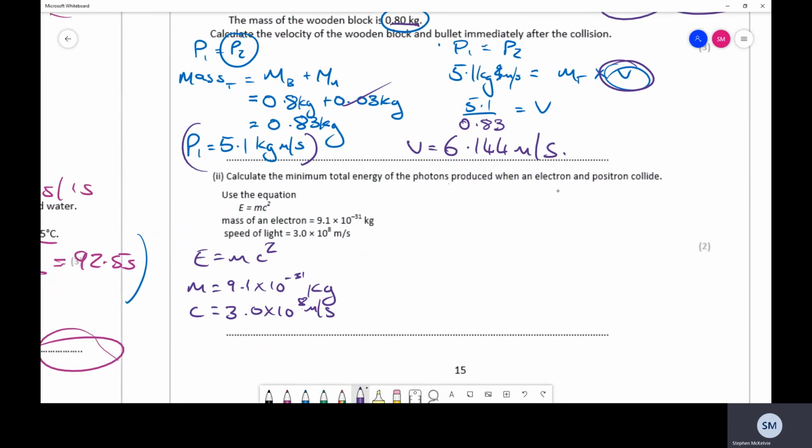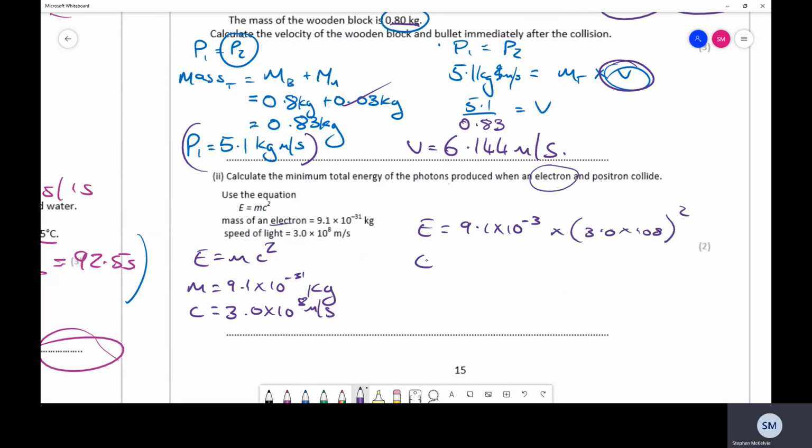The photons produced when an electron and a positron collide. Use the equation, mass of an electron. All right, well, I'm just going to assume that we're looking at the mass of the electron. Minimum total energy, I'm just going to be looking at photons. I'm just going to be looking at 1. So I shall substitute in my numbers. E is equal to 9.1 times 10 to the minus 31 multiplied by 3.0 times 10 to the 8 squared.